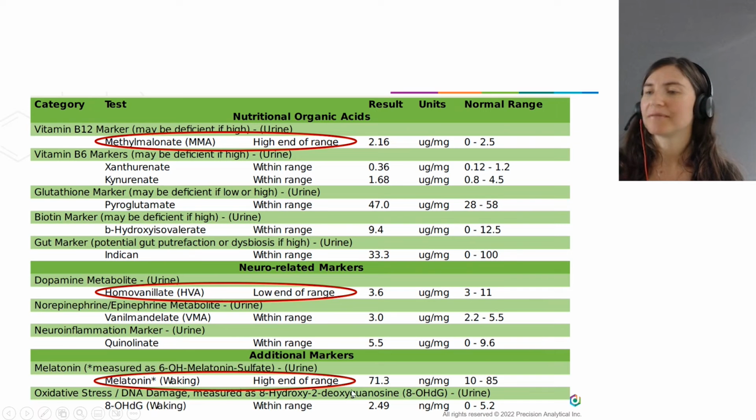And then her melatonin, a little on the high side. You can see that sometimes when people eat foods that are higher in melatonin during testing, like pistachios, or cherries are a big one, corn. Sometimes it's normal. People just make a little more melatonin. But I also think about gut health because a lot of melatonin is made in the gut.